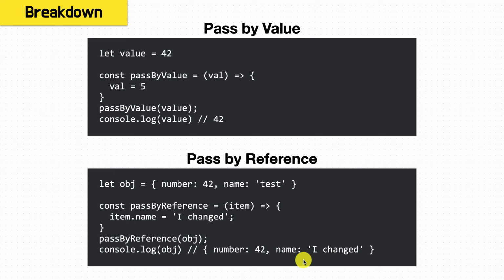So with pass by value, you create a copy of the value into a new variable in the function. When you pass by reference, you're actually passing the original object or a reference to that object in memory, so you can change the object itself. It's not creating a new object in a new variable, it's the original object.